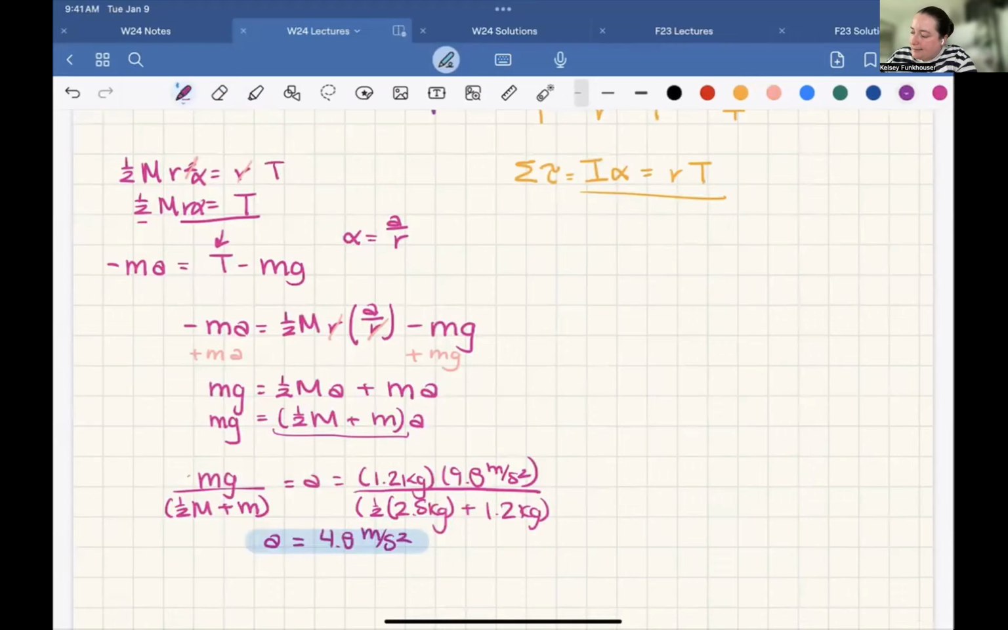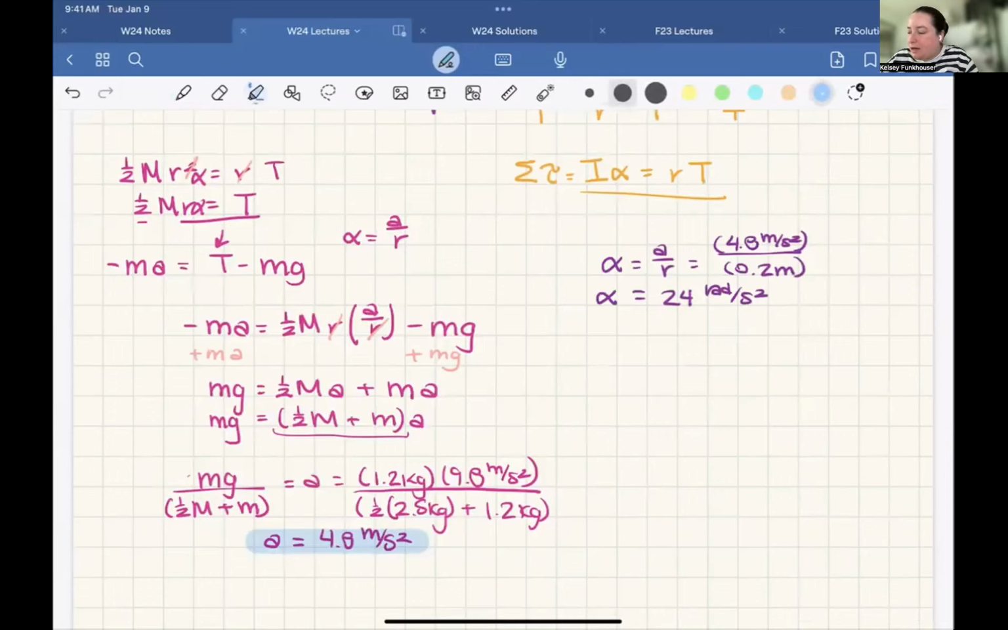Let's get the angular acceleration. Angular acceleration is the acceleration divided by r. So 4.8 meters per second squared, and r is 20 centimeters, so 0.2 meters. And this gives us an angular acceleration of 24 radians per second squared. You could also convert that into revolutions, but we're not, because we don't need to.